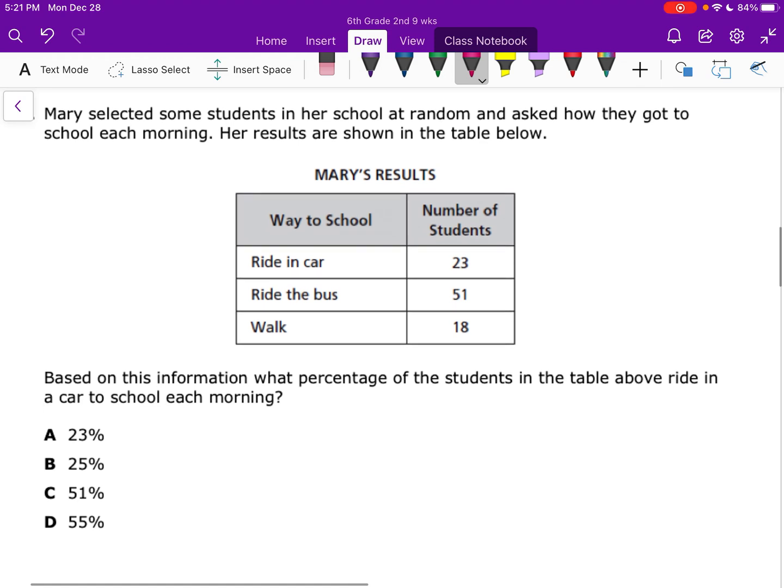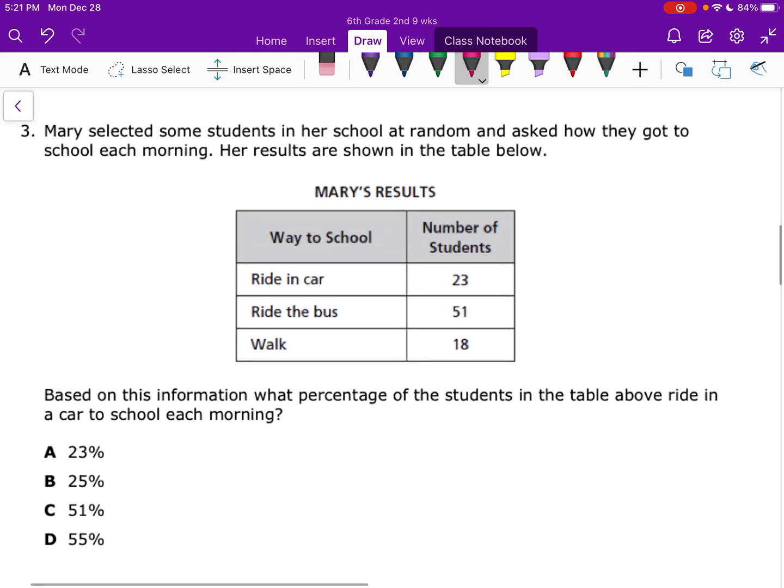All right, number 3. Now, each one of these questions I picked because not all of them are just straight up. They give you the part, they give you the total, and then you can find the answer. A lot of these, there's another step that you have to do. Okay, all right, so Mary selected some students in her school at random and asked how they got to school each morning. Her results are shown in the table below. Okay, so ways to school: ride in a car, ride the bus, walk, 23, 51, and 18. So based on this information, what percentage of the students in the table above ride in a car to school each morning? So ride in a car.